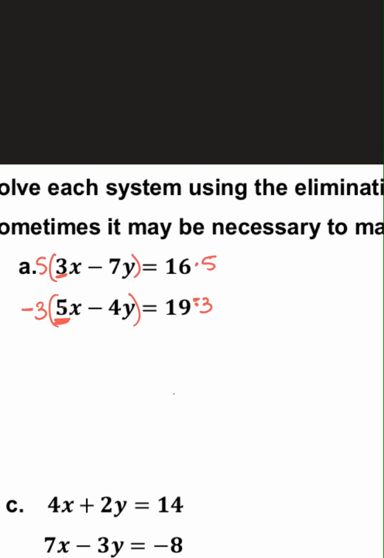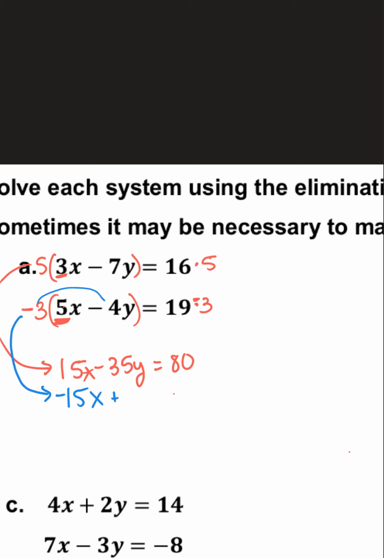So this first equation becomes 15x minus 35y equals, let's see, 16 times 5 is 80. Okay, now for the second one, I'll do it in blue. This one becomes -15x. Ooh, I forgot the x in the first guy. Sorry. Okay. -15x, and then -3 times -4 is positive 12y equals -3 times 19, which is -57.